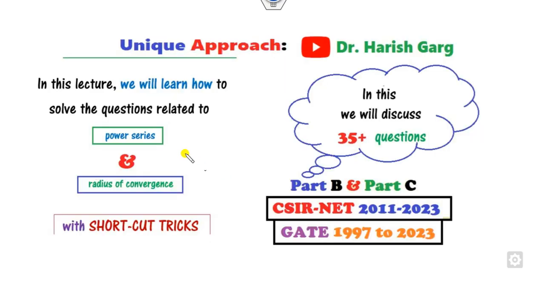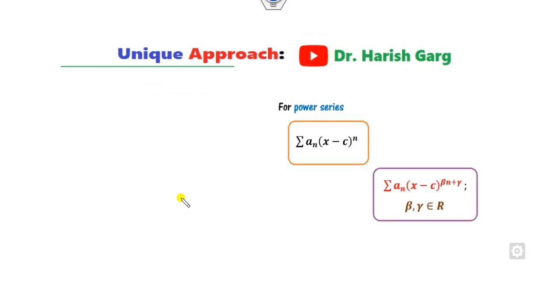So the objective is we will cover all those questions related to power series as well as the radius of convergence, which consist of Part B and Part C from these two examinations' years. We will explain 35 plus questions with the help of shortcut tricks. Let's quickly recall first of all what is the concept behind that, how you can think about it, and what are the various shortcut tricks for you.